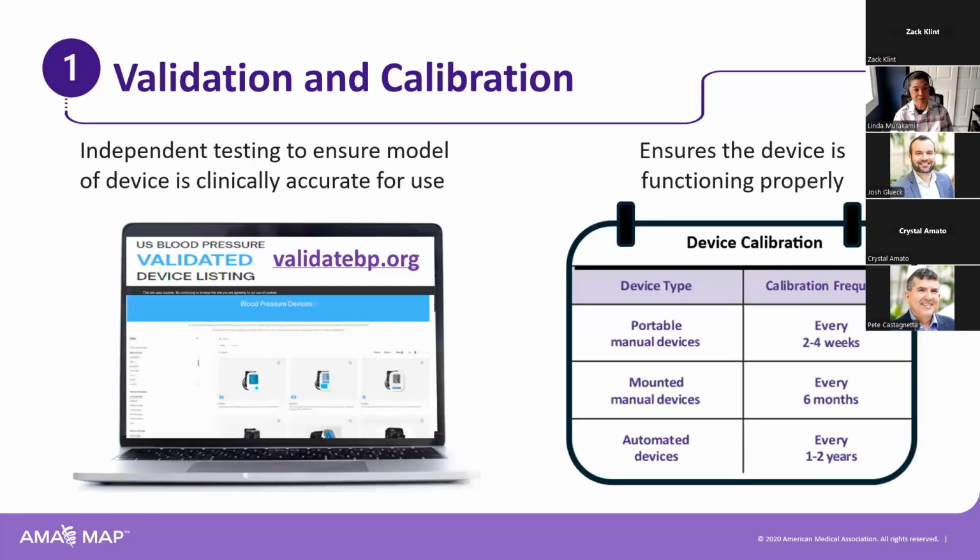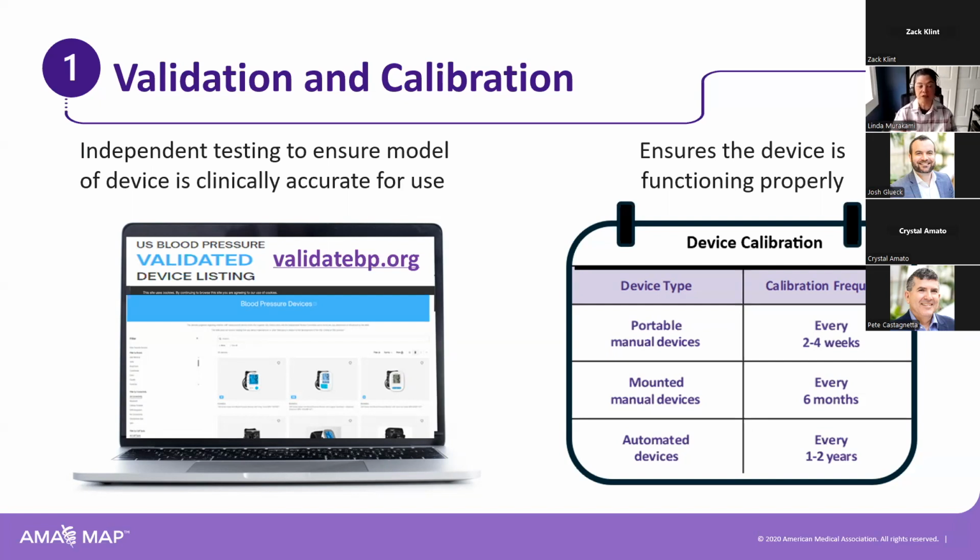Validation is the action of checking or proving the validity or clinical accuracy of a device. That's done by an independent panel of hypertension experts. They validate the model of a manufacturer's device. There's a US listing of validated devices at validatebp.org, and there are filters and things on the website that make it easy, especially if you're looking for a specific model or something specific.